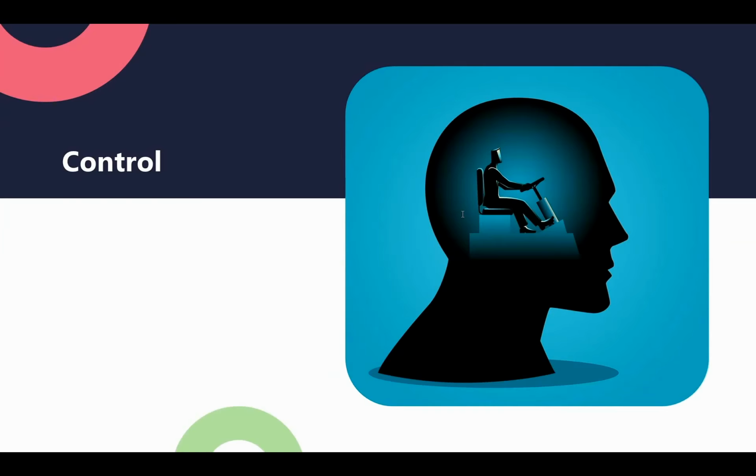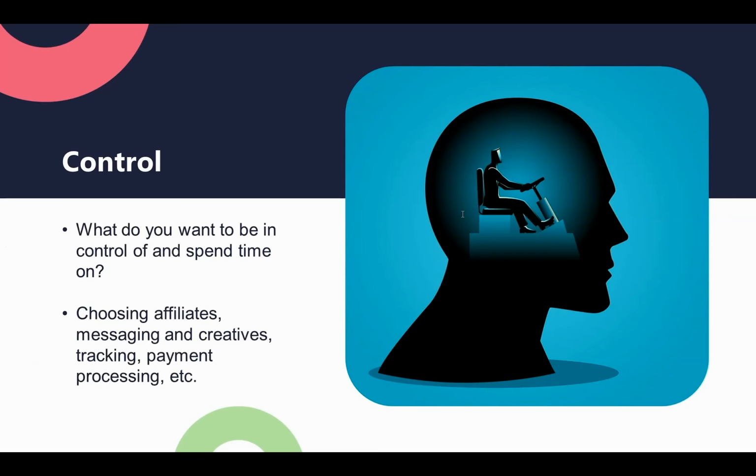Then we move on to control. So how much, or what, do you want to be in control of and spend time on when it comes to your affiliate program? Do you want to do as little as possible, or do you want to dedicate time or be in control of choosing affiliates, your messaging, your creative, your payment processing, tracking, etc.? Essentially, how much consistent time do you want to be putting in here? And also, how important is branding for this avenue? Because if branding is very important, then you want to have a lot of control over the kinds of messaging and creatives that affiliates will use to market you.